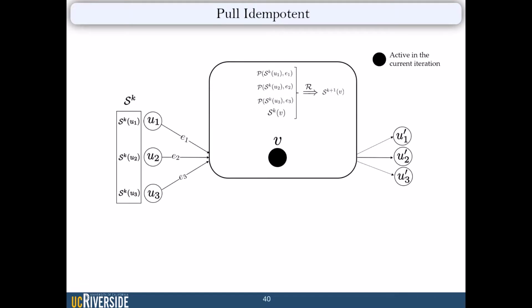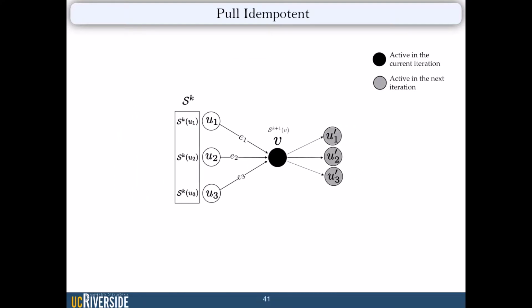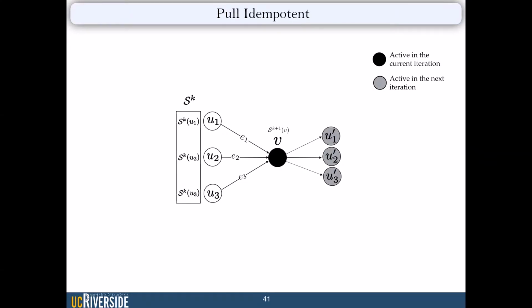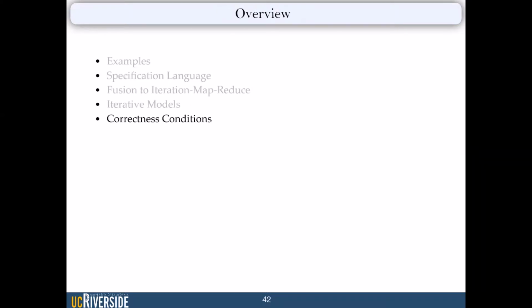The value of the vertex V in the next iteration is then calculated by applying reduction function R over the pooled values and the current value of V. Finally, if the value of V changes, the outgoing neighbors are set to be active for the next iteration. The iterations continue until the value of all the vertices stay unchanged.